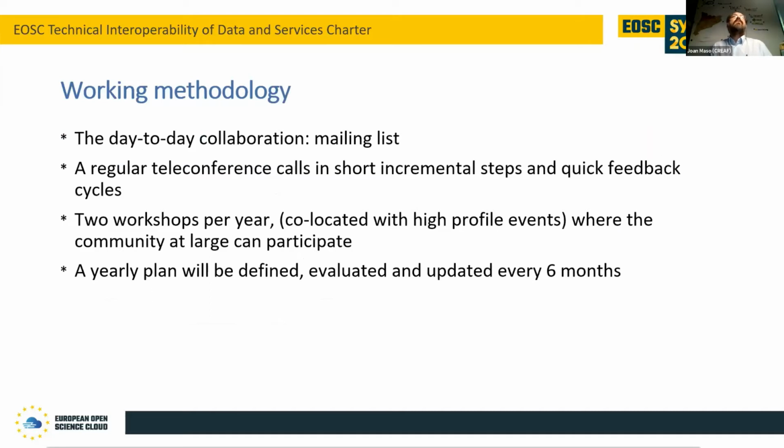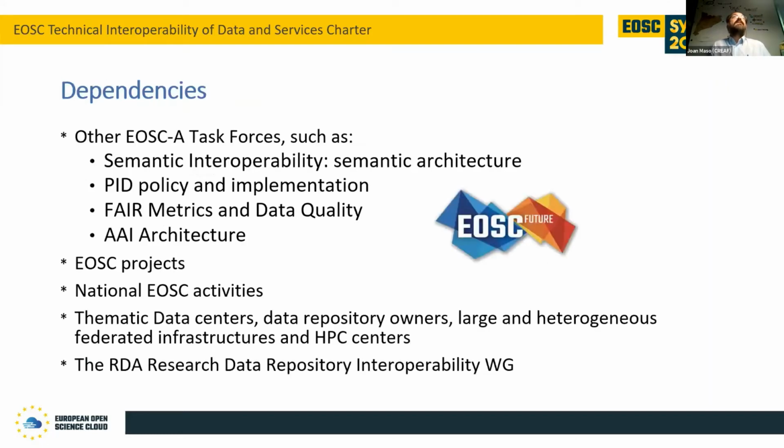Working methodology. We want to be constantly in contact. We are not inventing anything new. We will do mailing regularly, but we also want to regularly meet by teleconferences. We want to work in short incremental steps and quick feedback cycles, and we believe that's the best way to do it. But nevertheless, since we need input from every community, we will have 2 workshops per year co-located with other high-profile events to contact the community at large. And we will have an early plan defined, and we will evaluate and update it every 5 months, 4 times then.